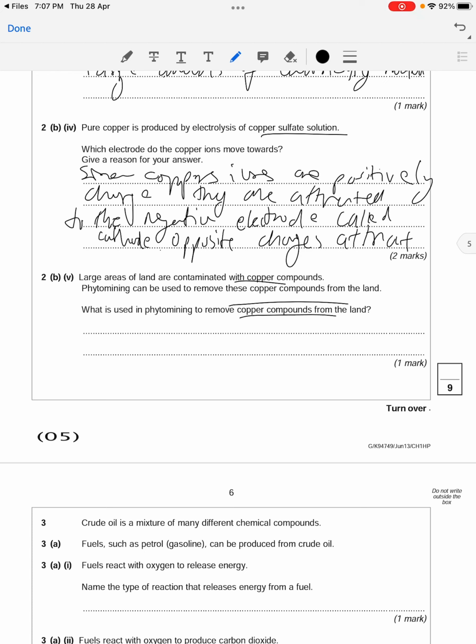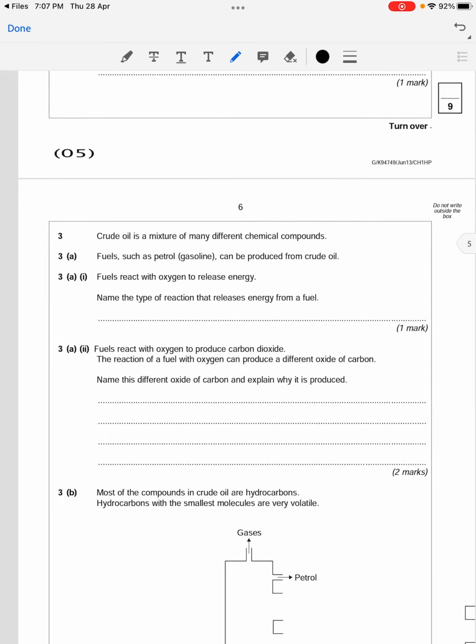Okay, phytomining, whenever you hear this word, remember something related to the word plants, okay? It's just growing plants. That's it. You don't need to write anything else. You just say what is used in phytomining to remove copper compounds from the land. It's just growing plants. That's it.